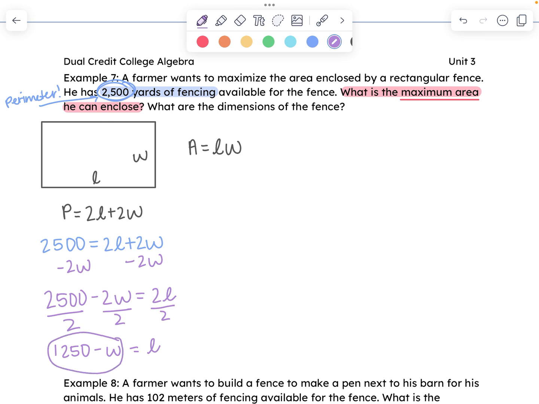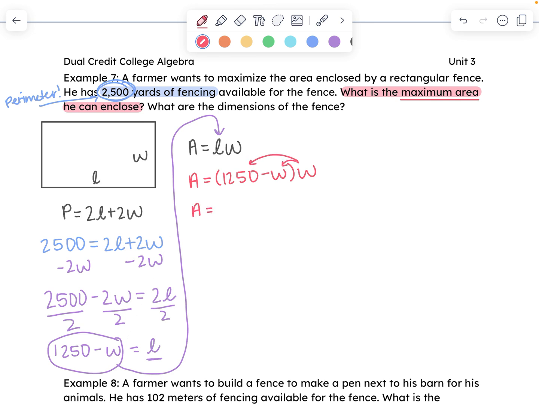And now I'm going to take this that equals my L, and I'm going to plug it in to my L up here in my area. So we're going to plug it in right here. So now my area is going to equal 1,250 minus W times W. I can distribute that. So my area is equal to 1,250W minus W squared. And we did say we're working with quadratics in this unit and working with quadratics today. So that squared is how we get to a quadratic.